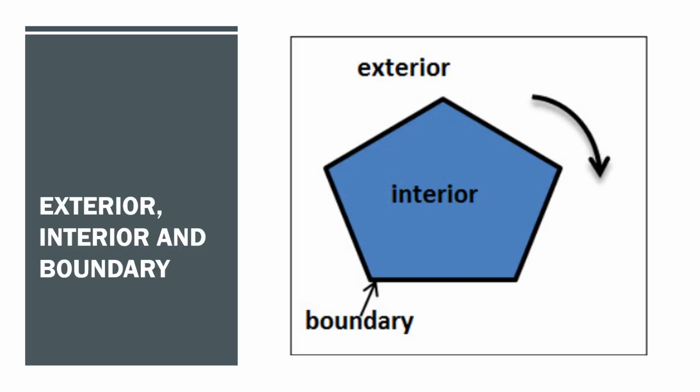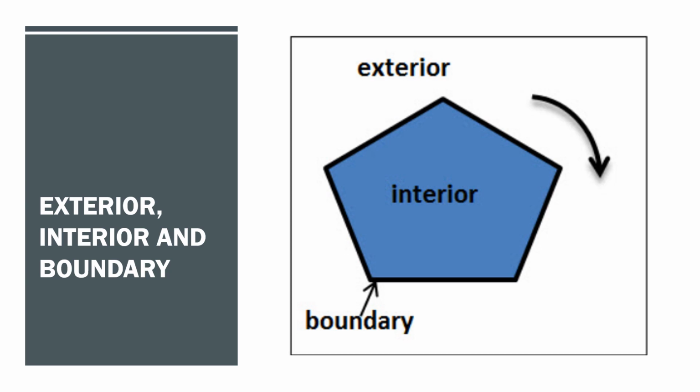We have learned about the exterior, interior and boundary of a polygon. So we have got any shape, any closed curve. The inside of the closed curve is an interior. The outside of the closed curve is an exterior. And the line which is forming the closed curve is the boundary.